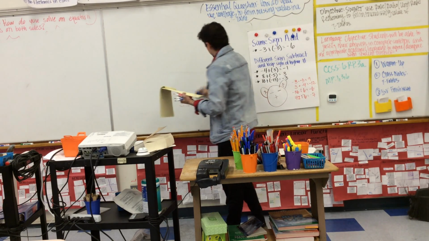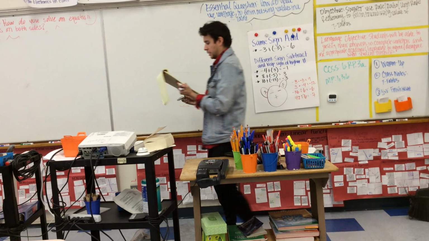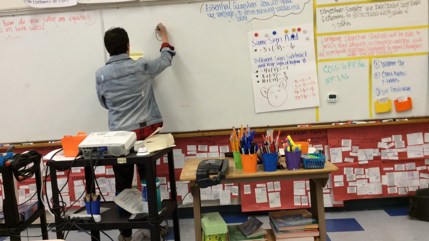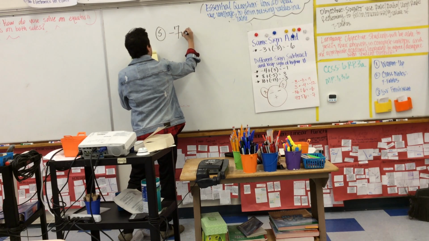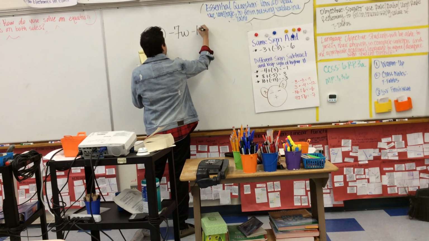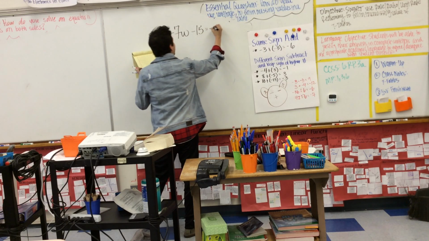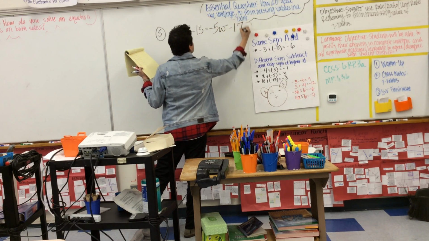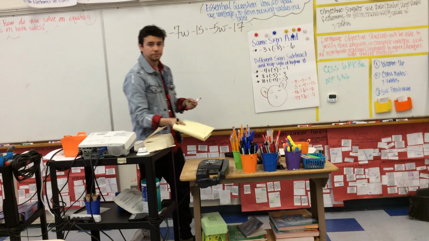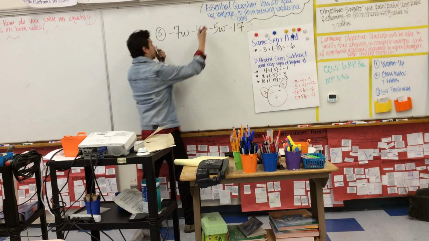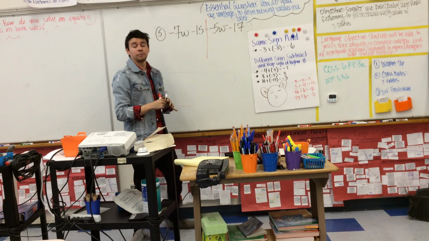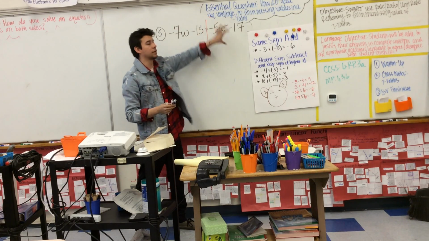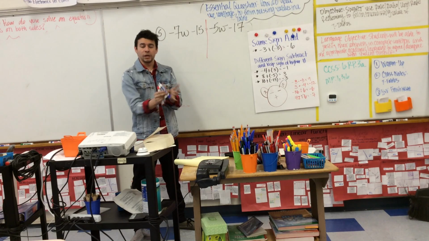Number 5. We have -7w minus 15 equals -5w minus 17. Okay? Draw the barrier. Click. We have variables on both sides. We have one here and here. That means I have to combine them some way.